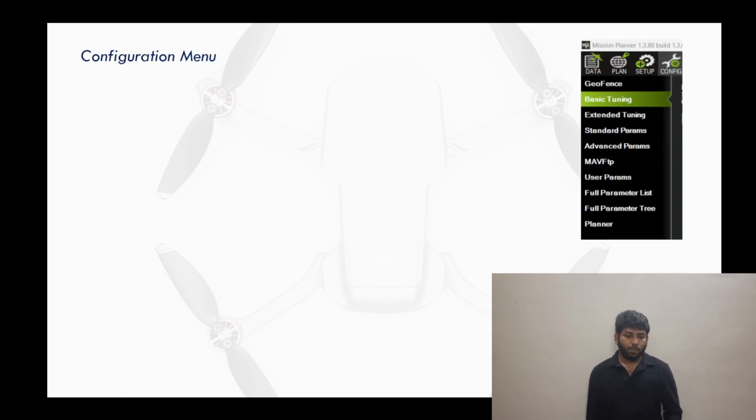In Mission Planner, the configuration menu, you can find various options to configure your drone parameters and settings. Geofence. This option allows you to set up geofence parameters for your drone. Geofencing helps define virtual boundaries for your drone operations. It prevents flying into restricted areas or beyond specified limits. So user can configure parameters such as geofence altitude limit and action to take when the geofence is breached.